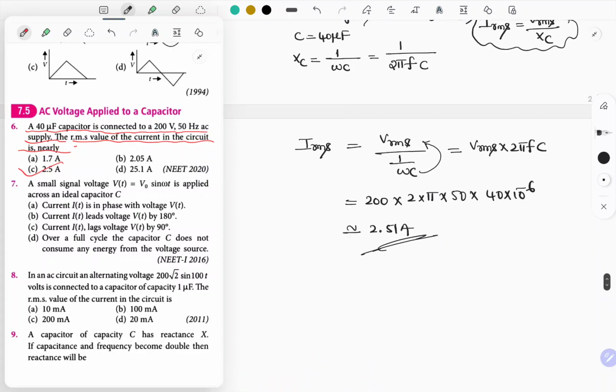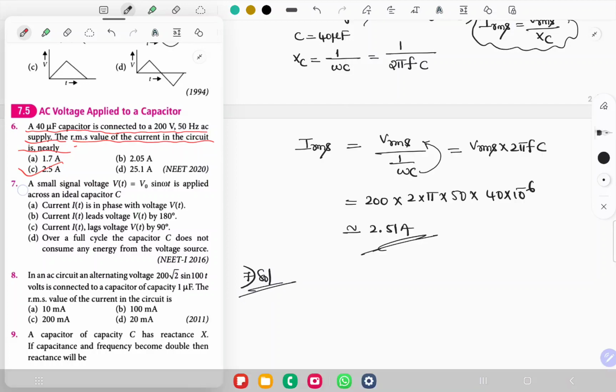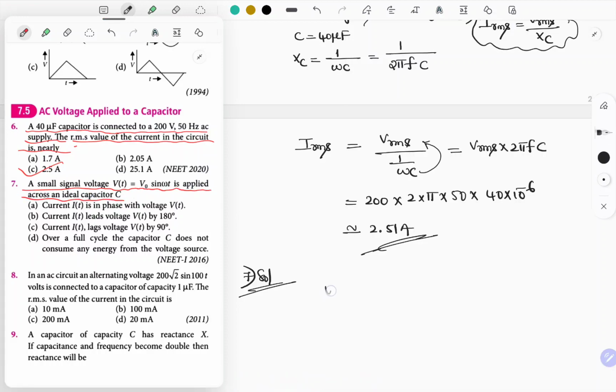Okay, let's move on to the next question, number 7. In question number 7, a small signal V of t equal to V naught sine omega t is applied across an ideal capacitor. Here V of t is called the RMS voltage and V naught is called the maximum value or peak value of the applied voltage.